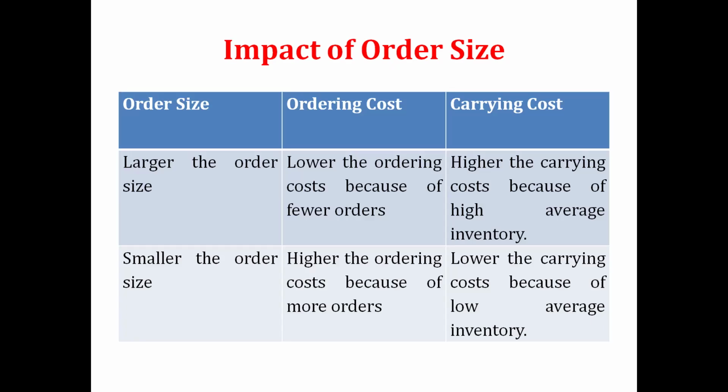Now we will discuss the impact of order size on the ordering cost and carrying cost. If the order size is large, the ordering cost is lower because of fewer orders, but the carrying cost will be high because of high average inventory. But on the other hand, if the order size is small, then the ordering cost will increase because of more orders, but the carrying cost will decrease because of low average inventory.